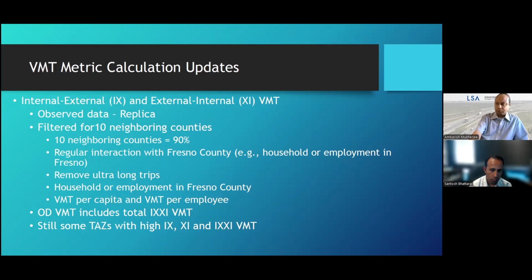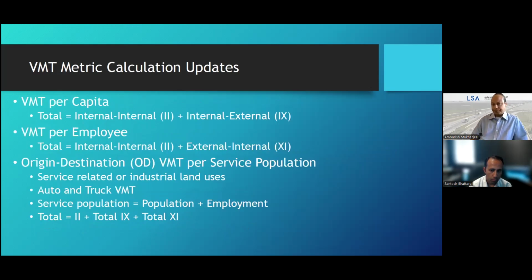Can you go to the next one, Andrew? And in terms of the calculation itself, the calculation methodology or process doesn't change. What I mean by that is when you're doing VMT per capita, there are just two components, which is internal, external. When you're doing VMT per employee, it's the same thing, internal, external. Those are exactly the same as before in terms of concept.